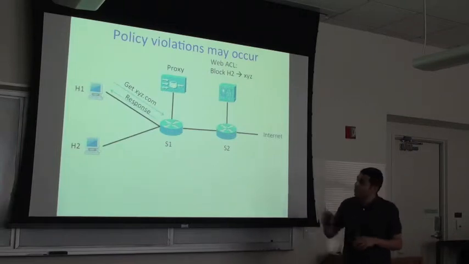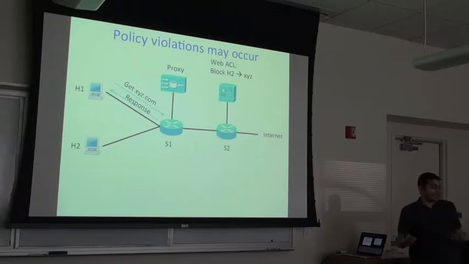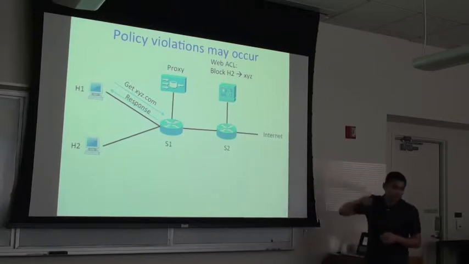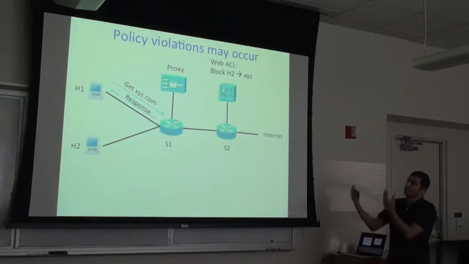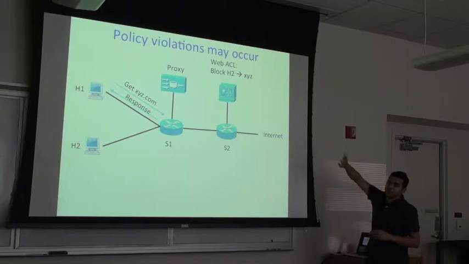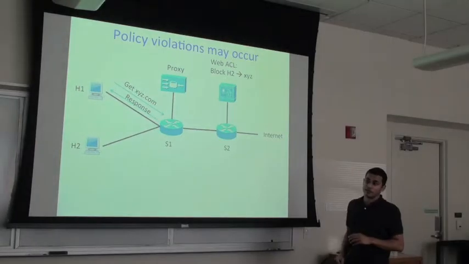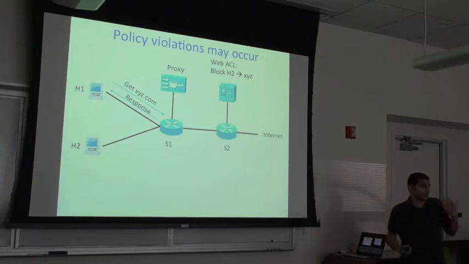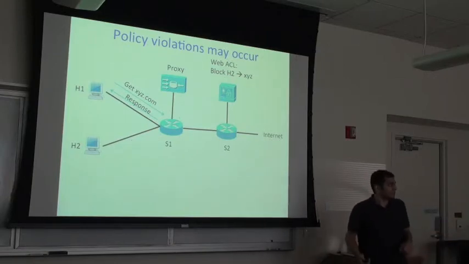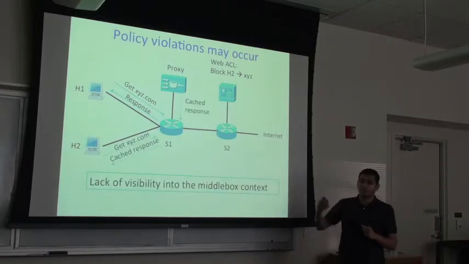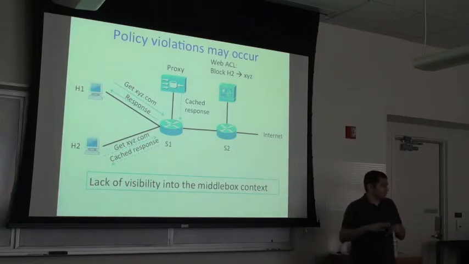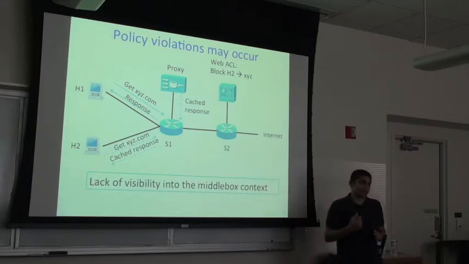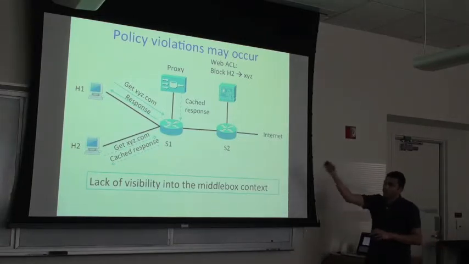And finally, there's a very subtle example where these dynamic actions may actually violate your policy, and you may not even know that they're violating the policy. So imagine you have two users, and we want to block user 2 from accessing some website xyz.com. And the way you do it is you have a proxy for accelerating performance, and then you bought a separate web access control filter to block people from accessing some particular site. Now what could happen in this case is that host 1, user 1, sends a request and gets a response. The proxy may cache the response, right? It says, okay, it's on xyz.com, let me put it in my content cache. And when the next request from user 2 comes in, it would actually get the cached response back from the proxy. And this is completely opaque to us in the network, because we don't know what the proxy is actually doing. So what we see here is that this lack of visibility into the middle box context could actually cause violations of the policy itself.